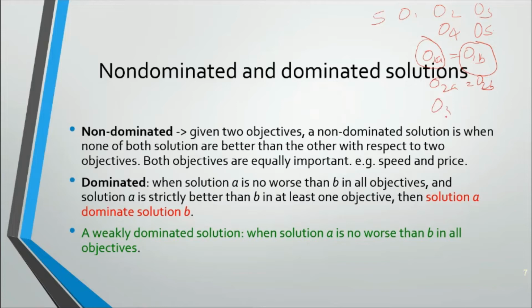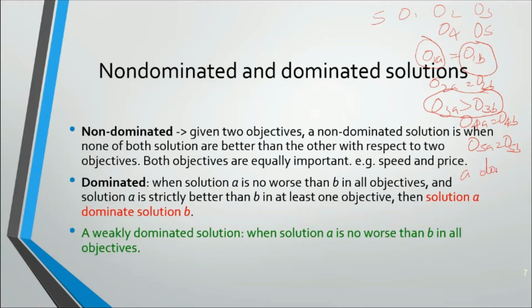Then O3A is better than O3B, and O4A equal to O4B, O5A equal to O5B. So in all five cases, the objective function of A is at least equal to the objective function of B, and in one case, the objective function of A is better than the objective function of B. So this is a situation where the solution A is said to dominate.